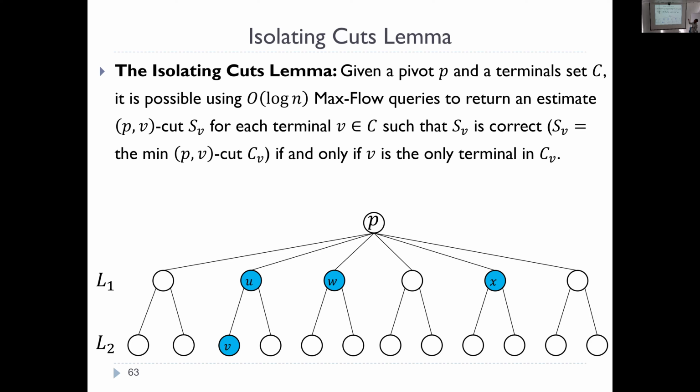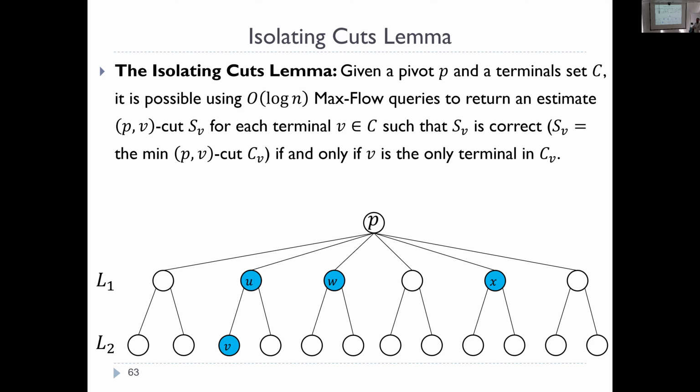What it says is that it is possible to use only log n queries of maximum flow between single pairs to find an estimate of the minimum cut between P and every one of the terminals, which is going to be correct if some condition is fulfilled: if the terminal is the only terminal on its side of the cut.